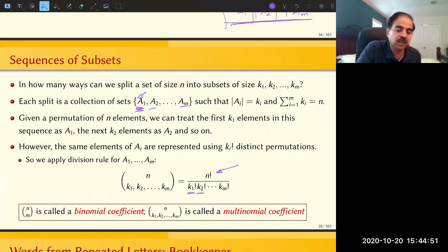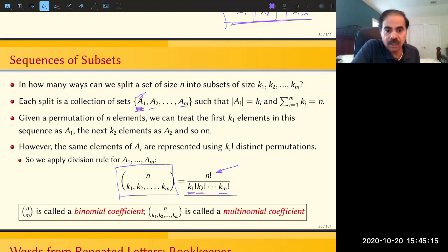And once again, for A2, we have to divide by K2 factorial to eliminate the duplicates, all the way to divide by Km factorial to eliminate all the duplicates of Am, right? So this expression is represented using a variation of the choice notation, and it's called a multinomial coefficient, right?